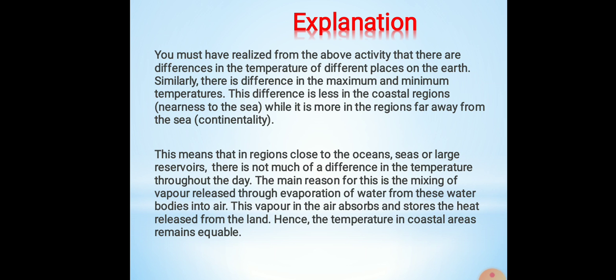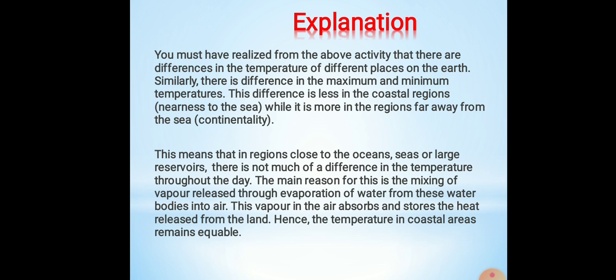Similarly, there are differences in the maximum and minimum temperatures also. This difference is less in coastal regions, that is regions which are nearest to the sea, while it is more in the regions far away from the sea, that is continental regions. Means the people who are on the continent, very far from the sea, and the people who are near the coastal region near the sea. So we'll talk about the people staying in coastal areas near the sea, and people staying in continental areas, that is away from the sea.